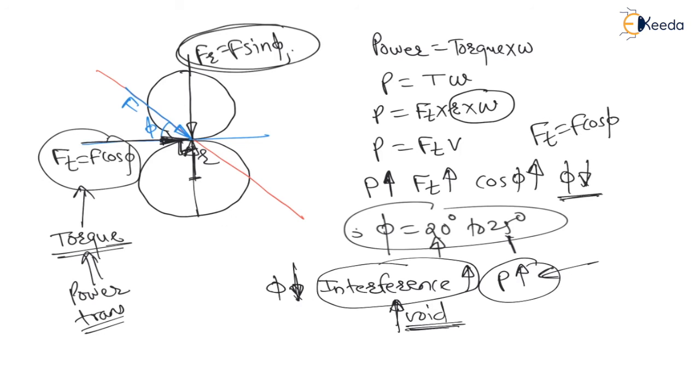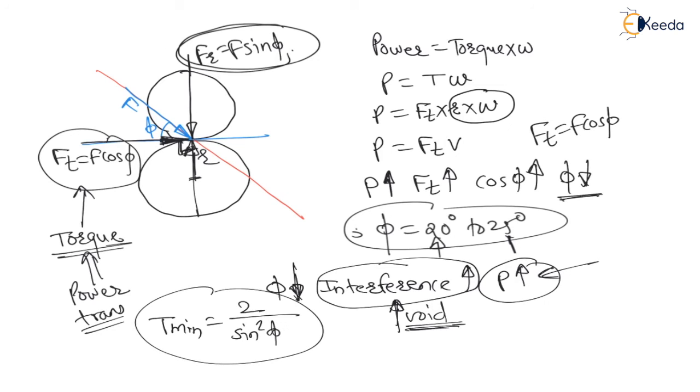Whenever there is interference, there is a failure of the gear drive, and to avoid interference, the minimum number of teeth on the pinion is 2 divided by sine square phi, right? From this we get the minimum teeth. Here we have the phi value, that is 20 degree. If I put phi equal to 20 degree and then find t minimum, then approximately you will get 18 teeth on the pinion, right?